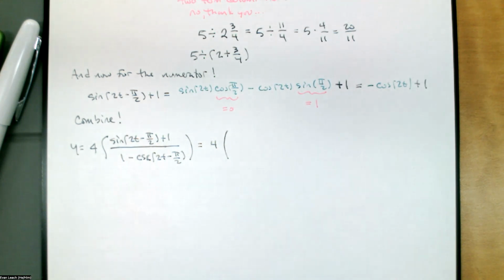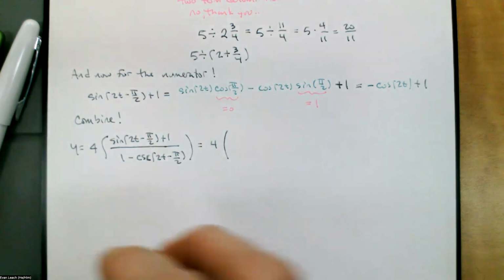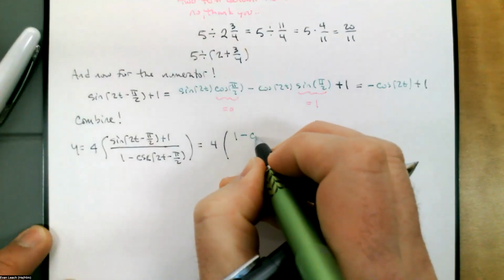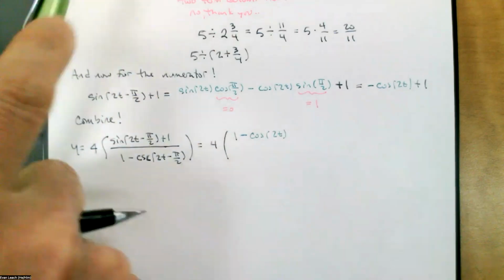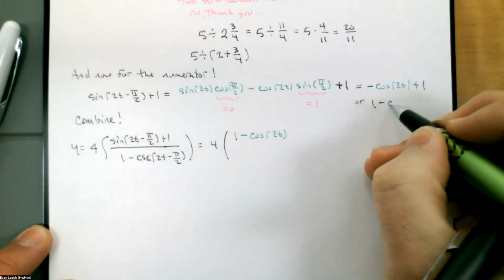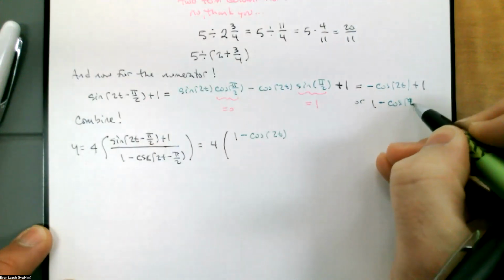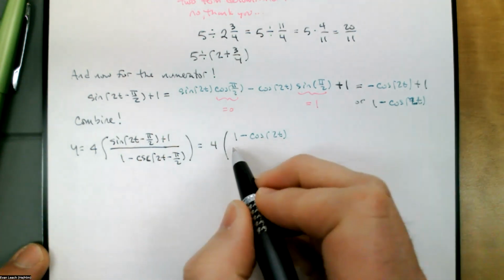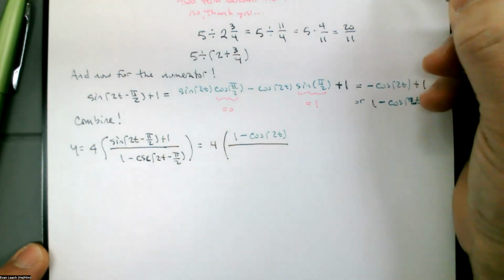So our sine of 2t minus pi over 2, all plus 1, that all becomes minus cosine of 2t plus 1. I'm going to change the order. The cosine of 2t is still negative. The 1 is still positive. I'm just going to write the positive one first, so I don't have to lead with the negative. I can write less. The denominator is this whole thing here.